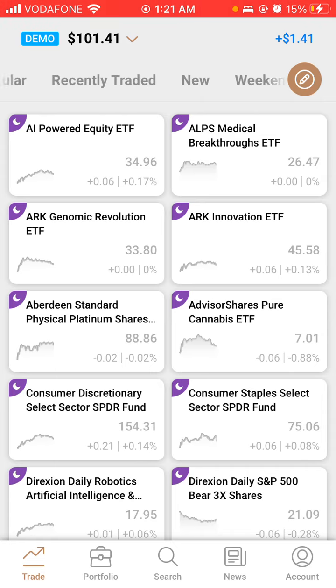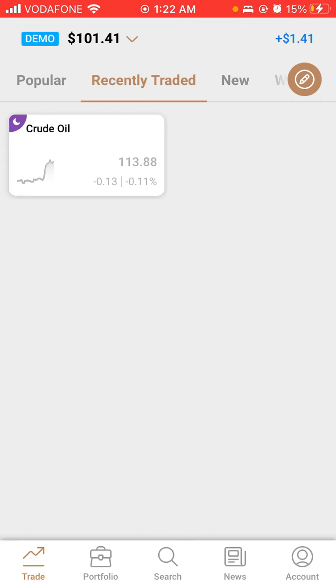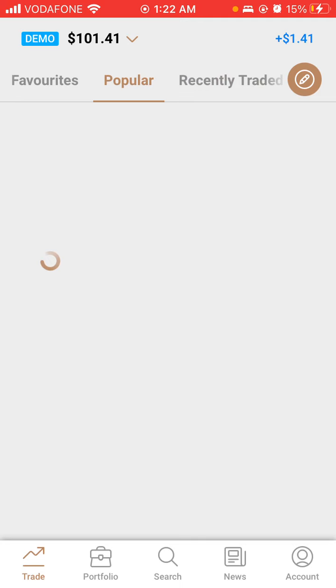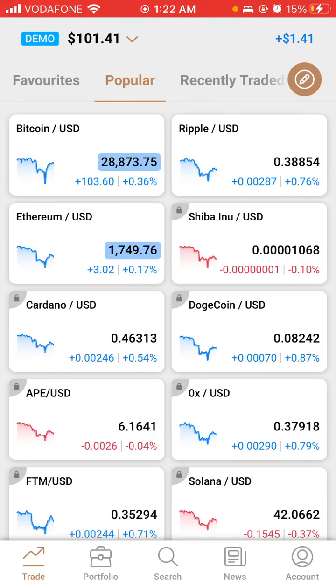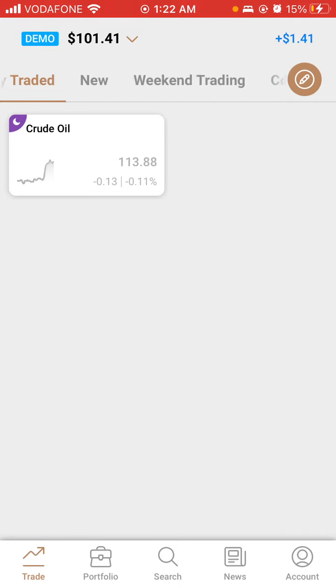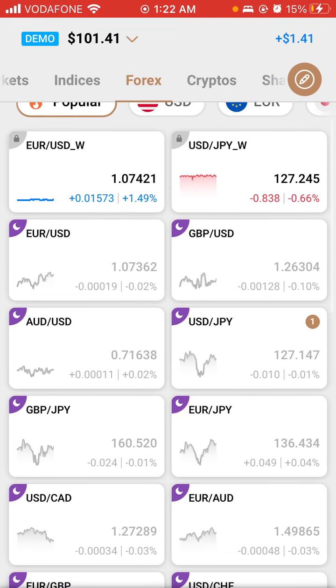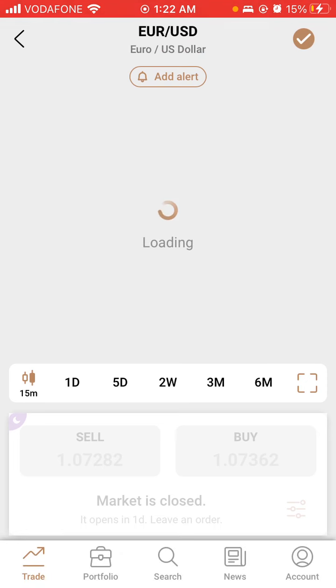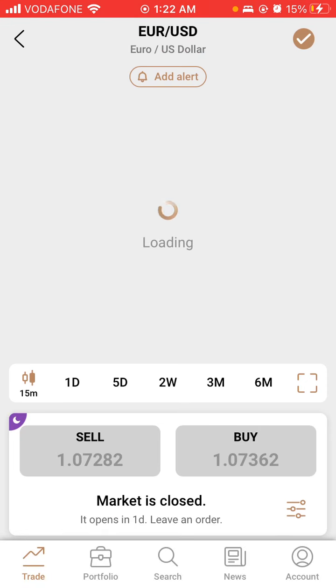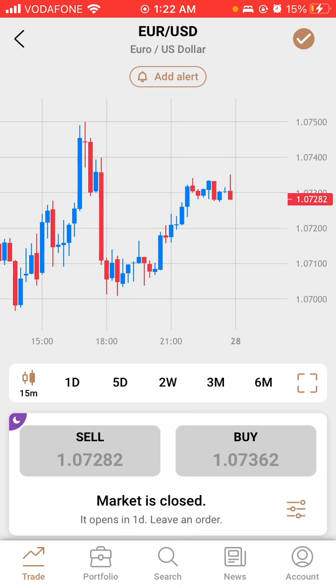Okay, let me first start. Recently traded. Okay, because I traded crude recently. So popular. Let's start with the popular first. No, sorry. Let us start with the forex market first. As for the forex market, we have the Euro USD, and I'll be showing you how the chart looks like. As you can see now, the market is closed because this is a Saturday, like I said earlier.